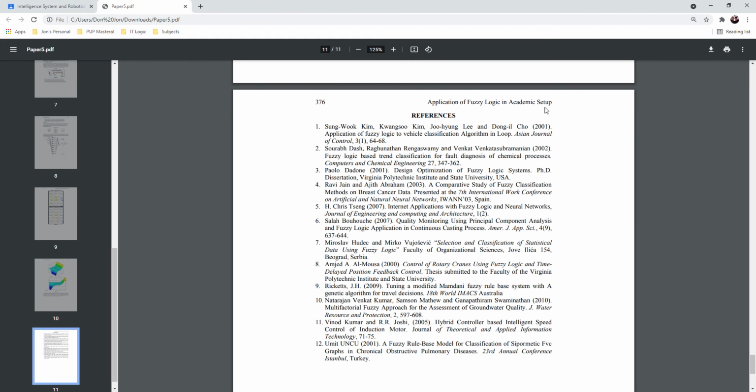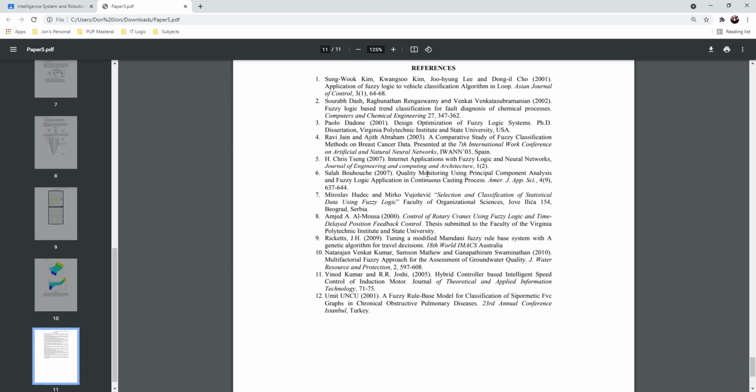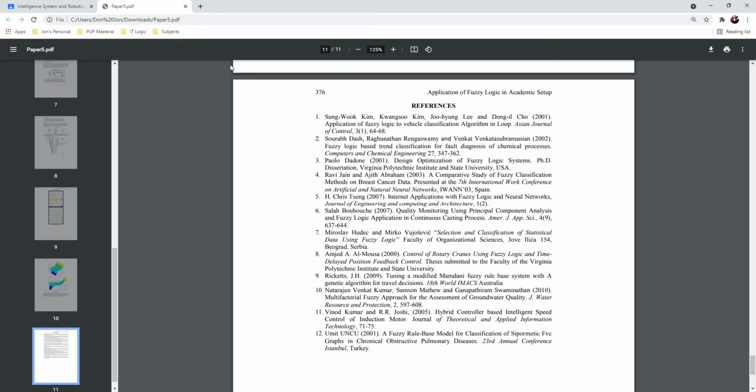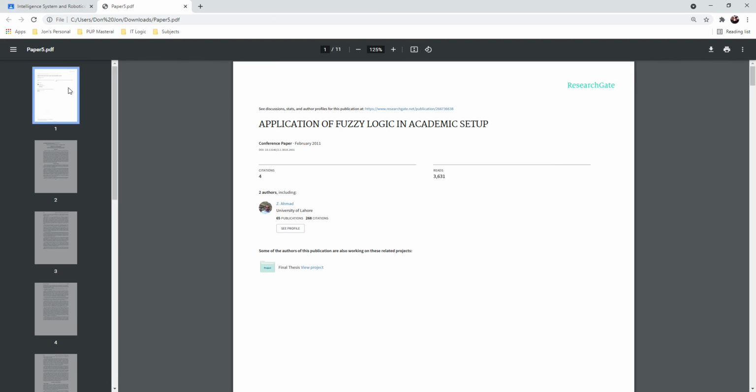For anyone interested in reviewing further studies, they have also included very good references here. Basically, they have 12, so you can also look for these particular articles, documentations and publications that are listed on their research paper. I hope you enjoyed today and understand the concept of fuzzy logic and how they applied it to this particular topic in an academic setup.